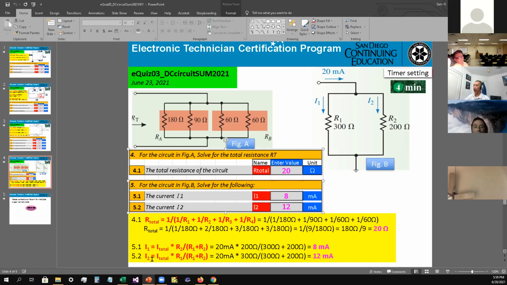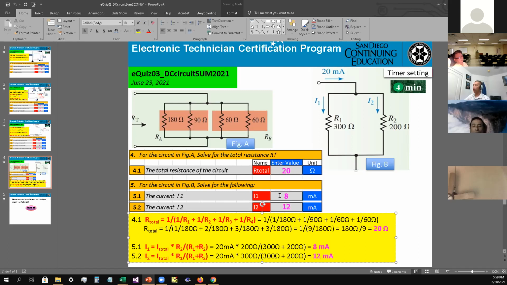And I2 equals I total times the quantity R1 divided by the quantity R1 plus R2. Do the same thing. That should come to a total of 12 milliamps. Then you add them together. This one plus this one should come up to the total that we put into the circuit, which is 20 milliamps. So 12 plus 8, a total of 20. Therefore, that is correct.